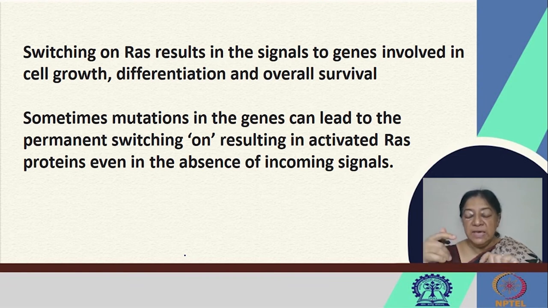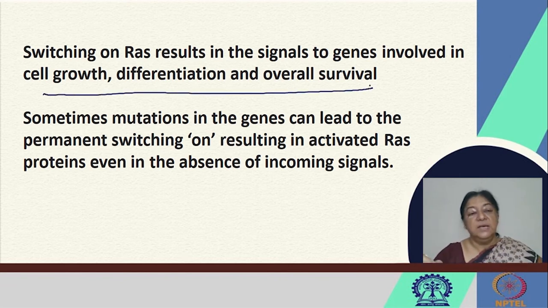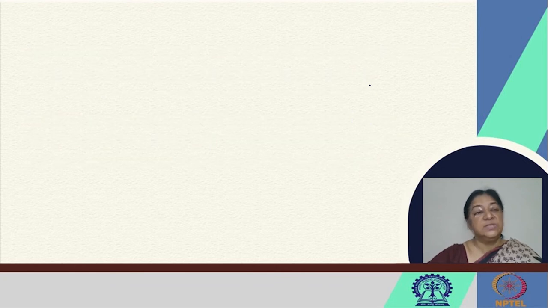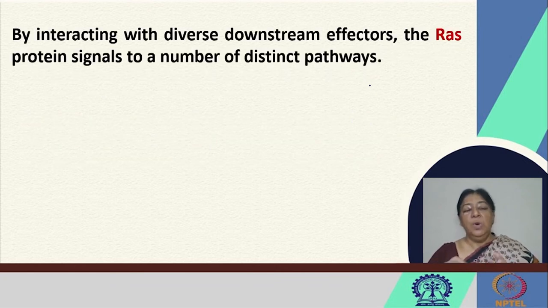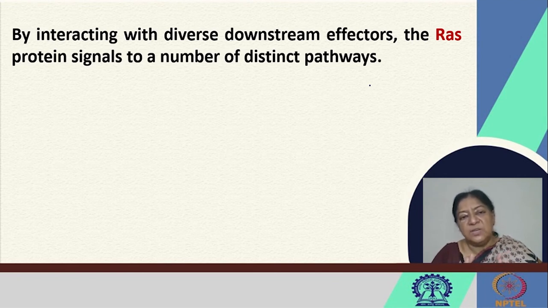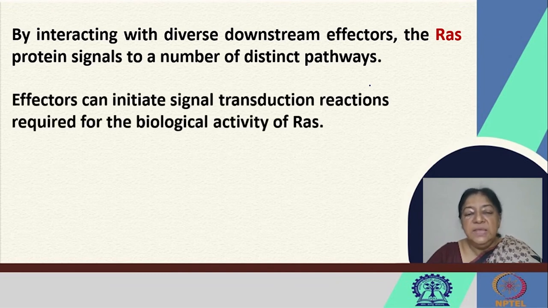Now, what happens is, if there are mutations in these genes, this can lead to a permanent switching on. And that is going to affect the cell growth and differentiation. So even in the absence of incoming signals, if these mutations result in an on signal all the time, then the process is going to continue, and that is going to be detrimental to health. Now, the Ras protein can interact with specific downstream effectors, and Ras signals are involved in a number of distinct pathways. The effectors initiate signal transduction reactions that are required for the biological activity of Ras.